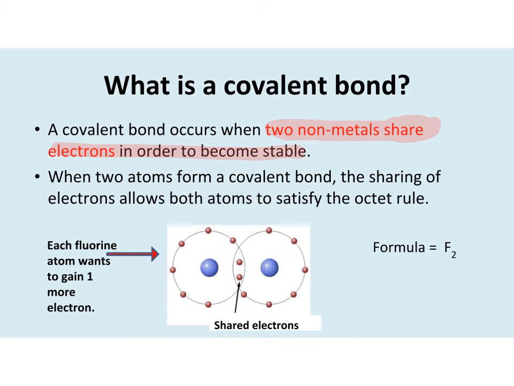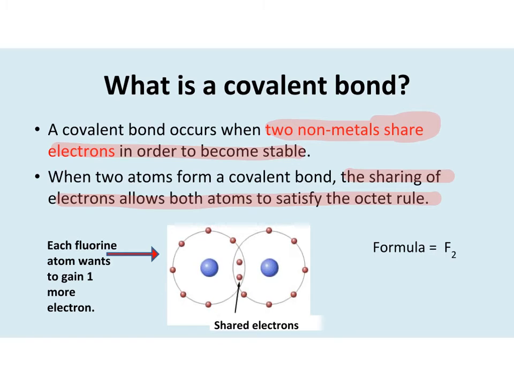So the only option is sharing. And that's a big difference between ionic and covalent. They share electrons. So when 2 atoms form a covalent bond, the sharing of electrons allows both atoms to satisfy the octet rule. So if we look over here at F2, a fluorine molecule.